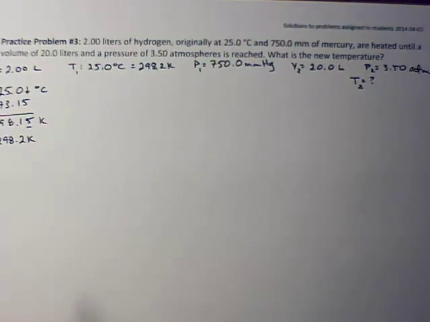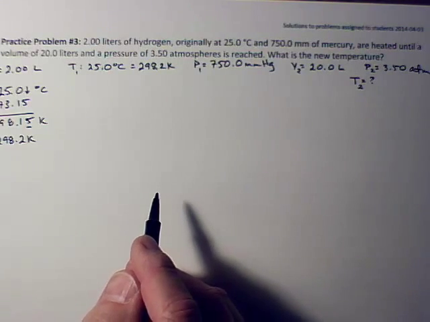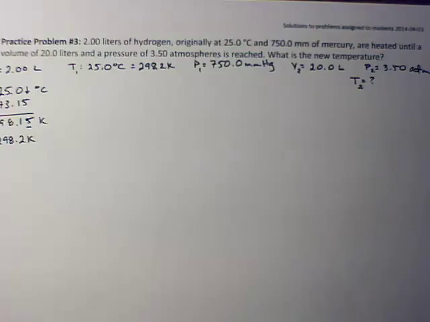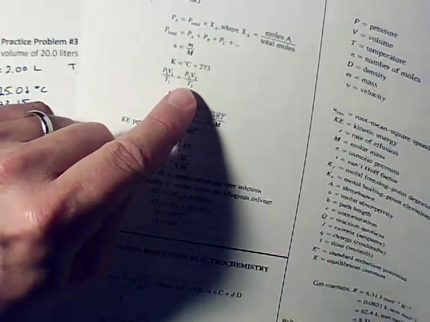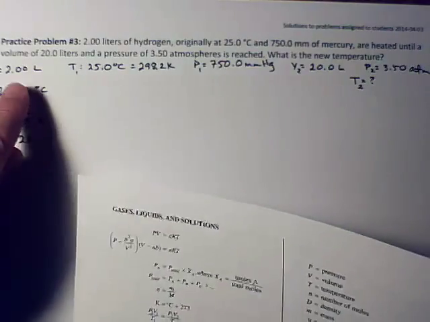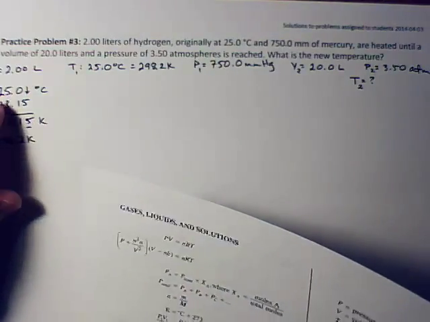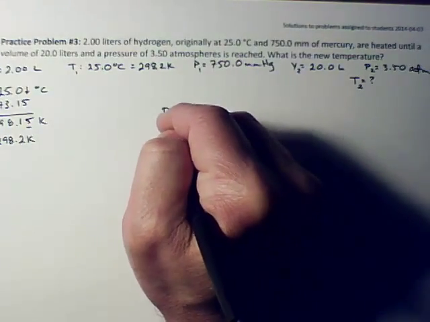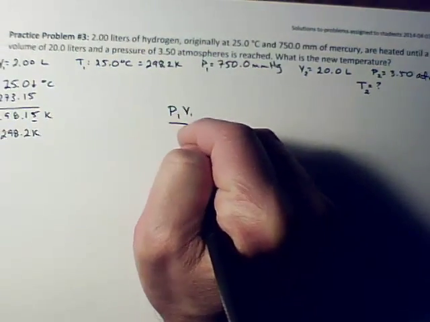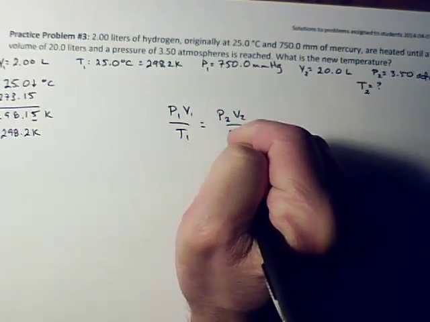If you look on your test references, you'll actually find the equation you need here. It's P1 times V1 over T1 equals P2 times V2 over T2, because it matches all of these units. We have all these variables we've listed up here: V1, T1, P1, V2, P2, T2. So the equation we're going to use is P1 V1 over T1 equals P2 V2 over T2.